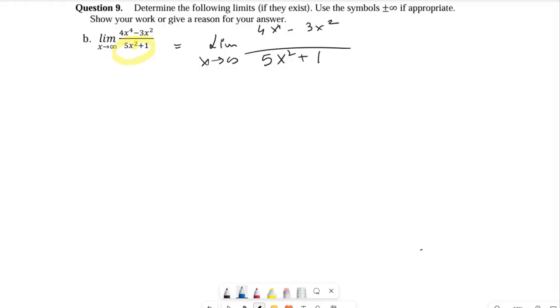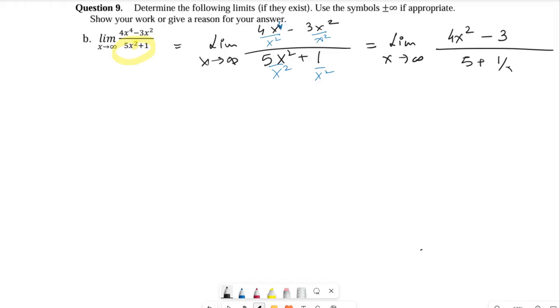Okay. You're going to divide all the terms by x squared. Why are we dividing all the terms by x squared? Because the highest power of x in the denominator, or you can say the degree of the denominator, is 2. So that simplifies to x to the fourth by x squared is x squared minus 3 divided by 5 plus 1 by x squared. Now notice x is approaching infinity. So x squared will approach infinity.